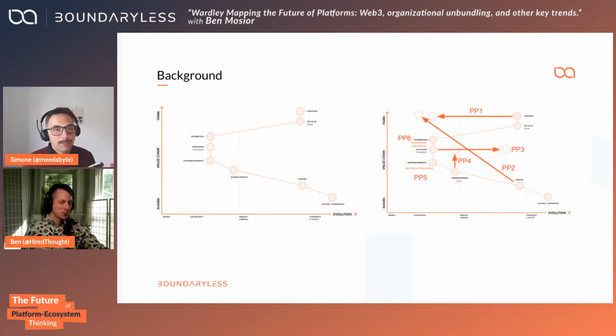And this is a Wardley map of an abstracted, let's say, industrial player. As you can see, it's C-shaped, more or less. And what do we do?